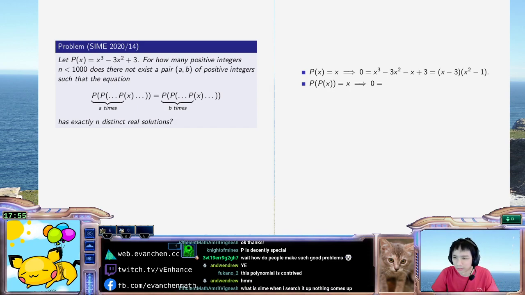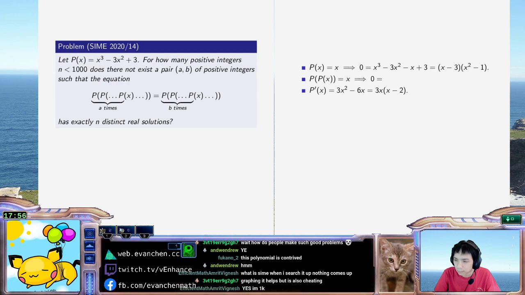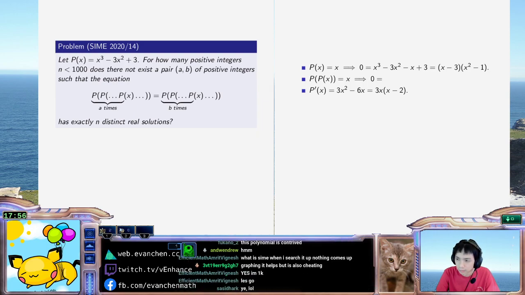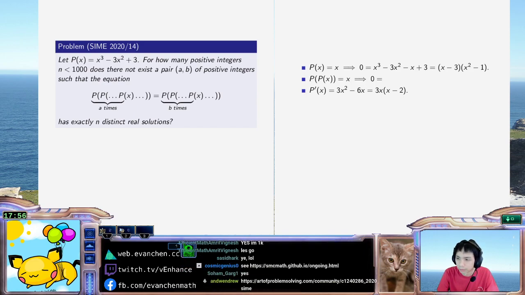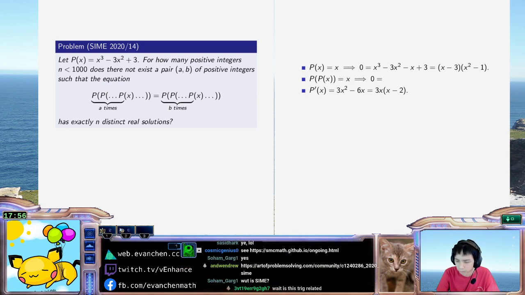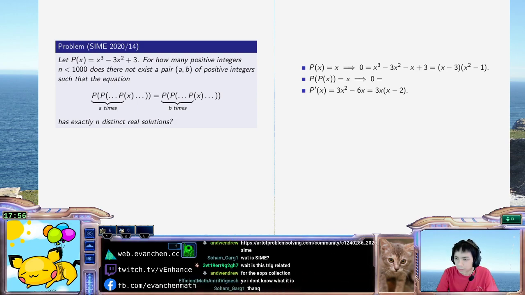When is this polynomial increasing? Let me start with that. This polynomial has a derivative equal to 3x squared minus 6x equals 3 times x times x minus 2. So p is increasing from 2 to infinity, it's increasing on minus infinity to 0 union 2 to infinity, and decreasing on 0 to 2.